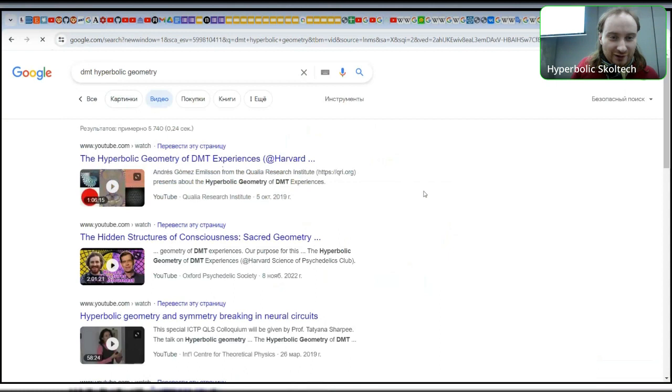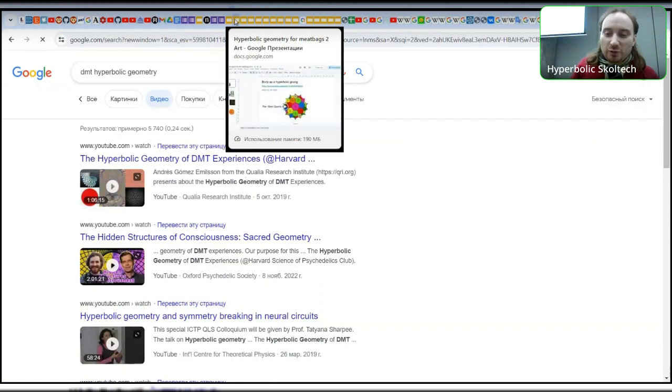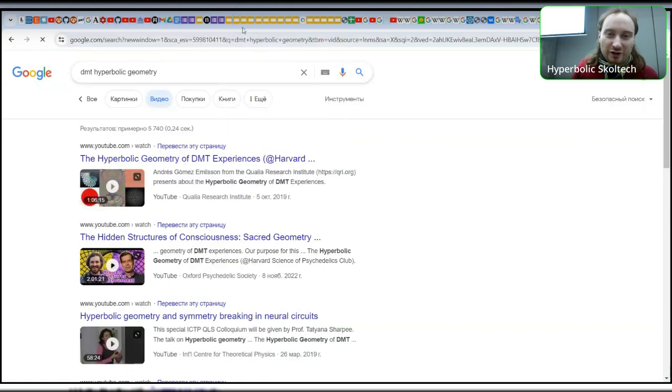So this is about psychedelic trips, and people are talking about how they saw some strange pictures, and these pictures are branching everywhere. So this might be another fact for consideration of hyperbolic geometry here. I am not recommending you to check this by yourself. Okay.